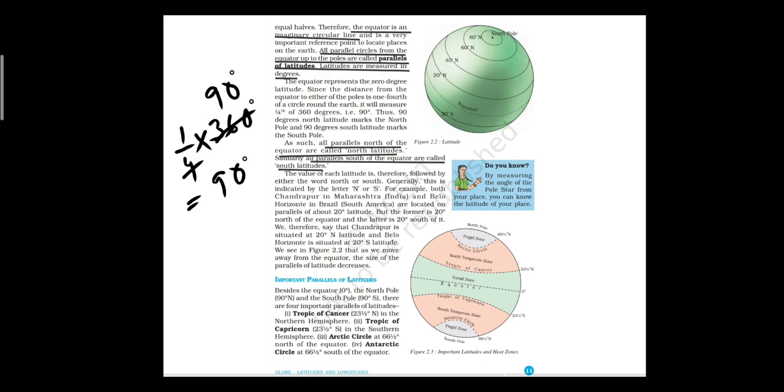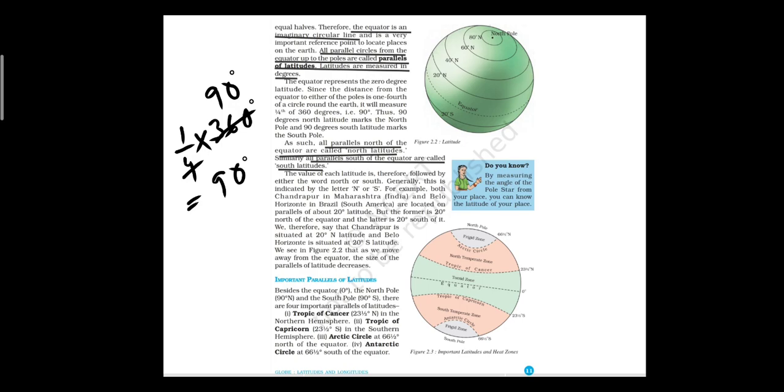That is why the word north or south, or the letter N and S, is very important. Because if we do not write the letter N or S, then there will be confusion as to where the place is lying. For example, there is an example given in your book. Chandrapur in Maharashtra, India is on 20-degree latitude, and another place called Belo Horizonte, which is in Brazil in South America, is also located on 20-degree latitude.